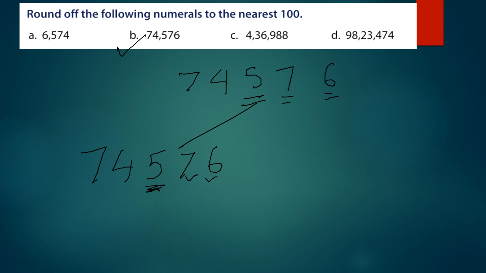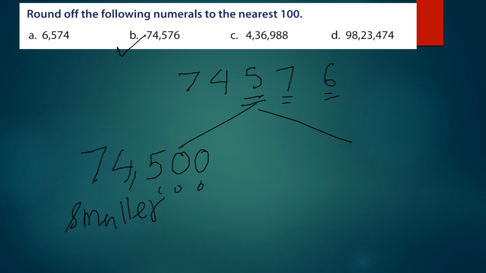Instead of 7 and 6, you have to replace them by 0, because it is hundreds. They want the hundreds. So we will delete them. We will not write those numbers. Rather, we will write the zeros. So the number is 74,500. That's your smaller range. And for the bigger range, just add 100.